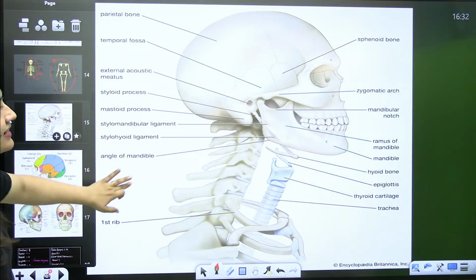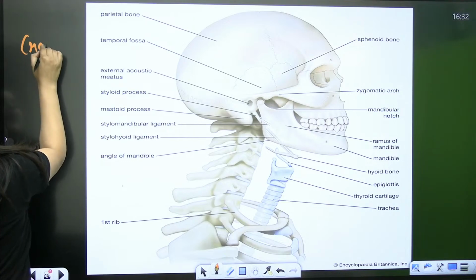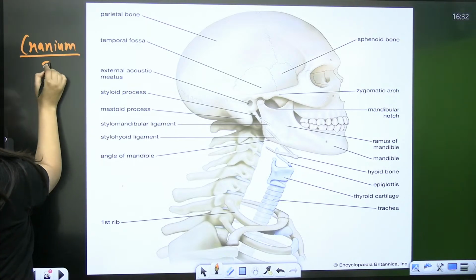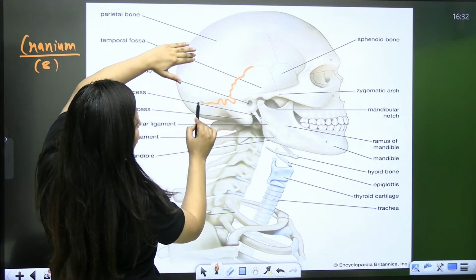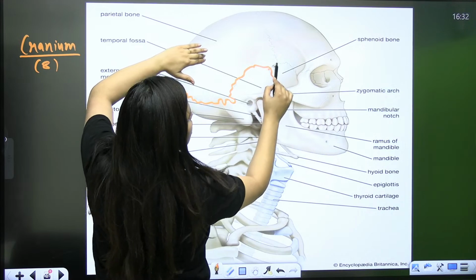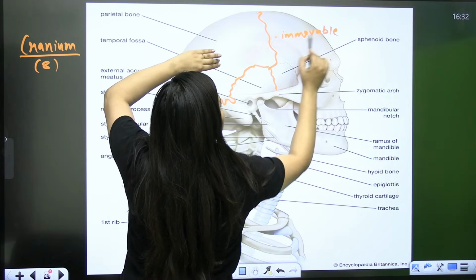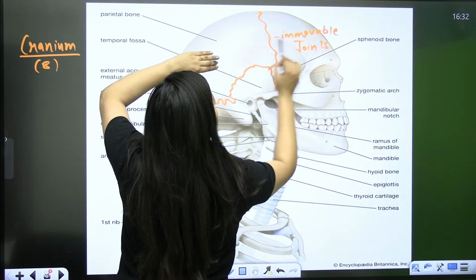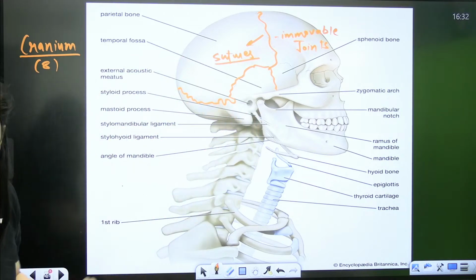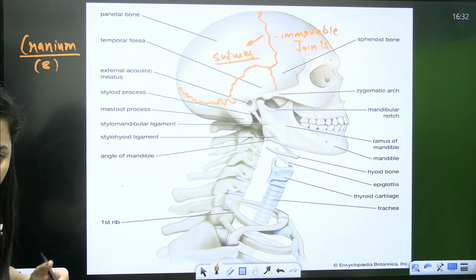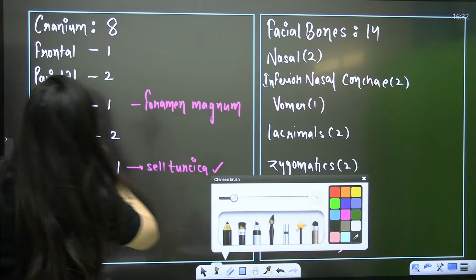Let's start with the cranium. As I said, how many bones are making the cranium? Total 8 bones. When you look at these bones, can you see these structures, students? These show the immovable joints, the sutures. This is the kind of fusion. That's what the skull bones are showing. They are total 8.